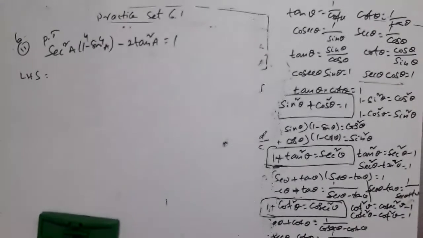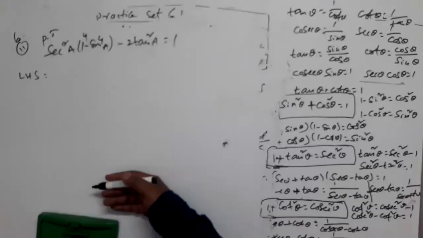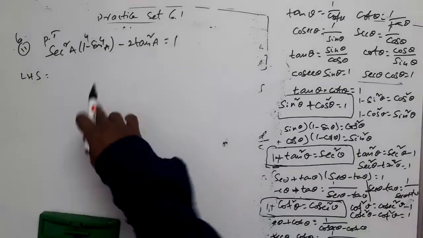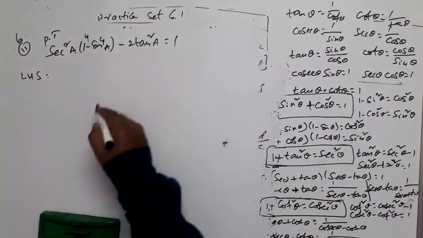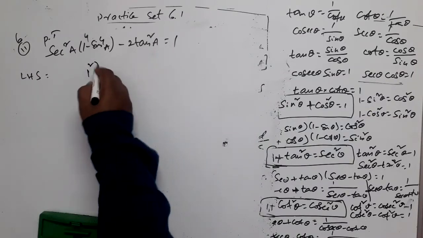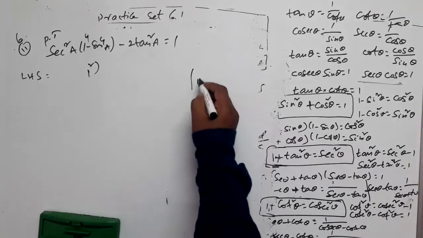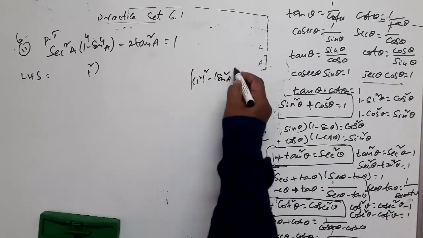Power 4 I don't like. Yes, what should I do? But I am able to see that this is also 1 power 4. Why not 1 power 5, 1 power 6, 1 power 10, 1 power 3, 1 square, I can write anyway. But if I can see this like this, 1 power 4 minus sin power 4A, I can write it as 1 square whole square minus sin square A whole square.